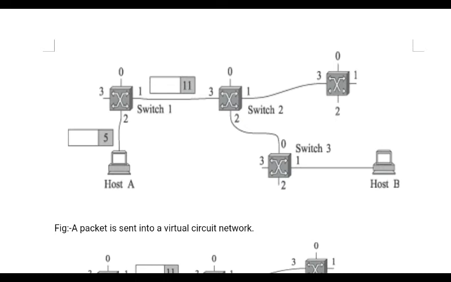Is it clear? Before going to that, let us see how you manually make an entry into the virtual circuit table. For example, if host A wanted to send a packet to host B, the administrator is going to choose the VCI for host A. For this connection, host A is going to use VCI 5, and it is going to send this packet to switch 1.